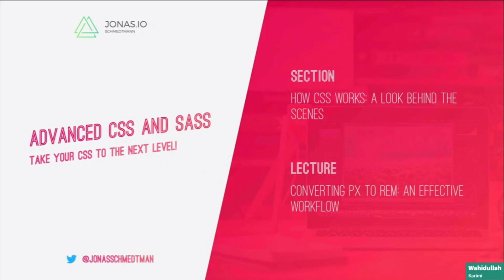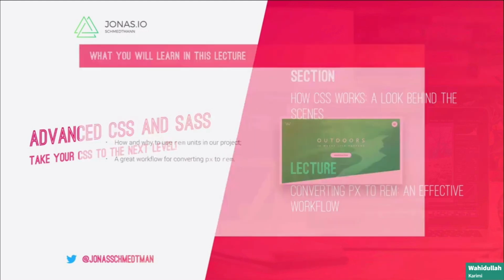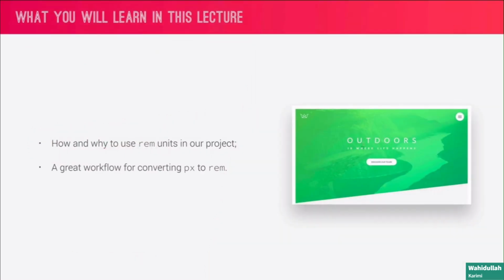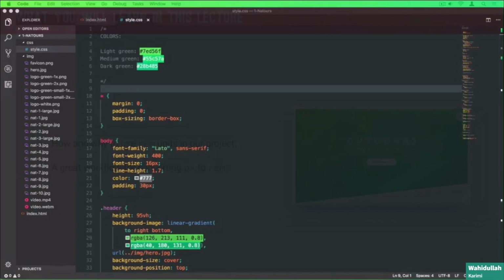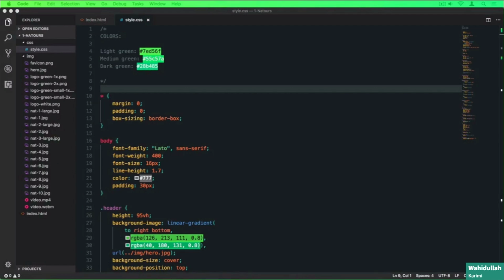Hello there! Let's now put some of the stuff we've been talking about into practice by going back to our project and convert all our pixel units to REM. And I'll explain you why, of course. So in this lecture, you're going to learn how and why we use REM units in our project, and why you should do the same. And of course, a workflow to convert pixels to REM in the easiest way. So this is what we're going to do in this lecture.